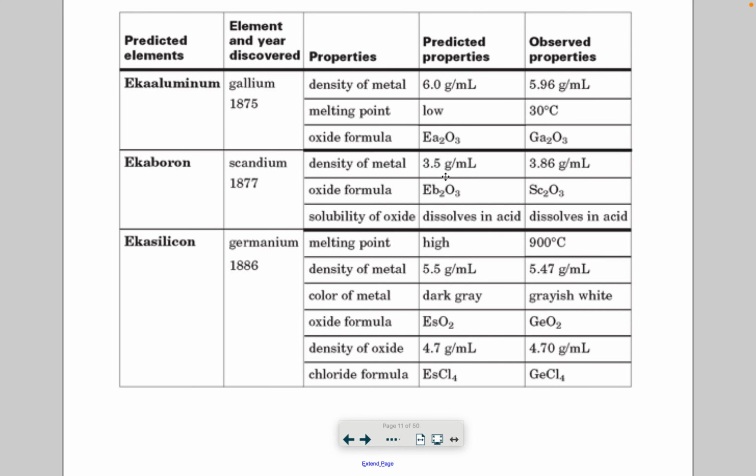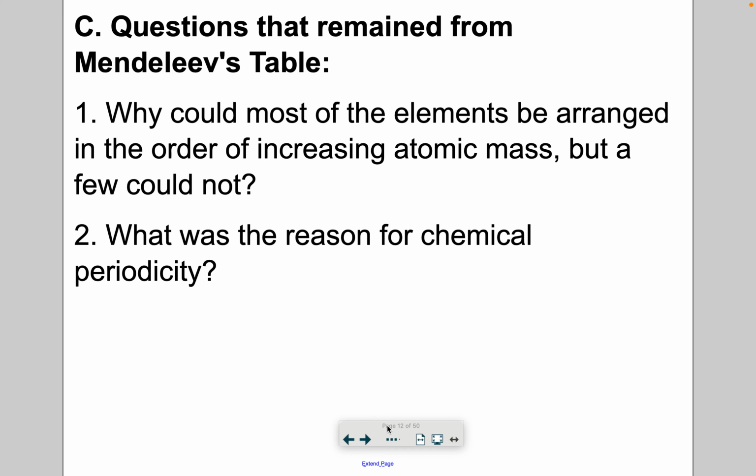Okay, he made some predictions. Hey, the density is going to be 3.5, but you know what? The actual is 3.87. So a little off there. Solubility of the oxide: it dissolves in acid, and so on and so forth. So, cool. Some questions remained from Mendeleev's table.